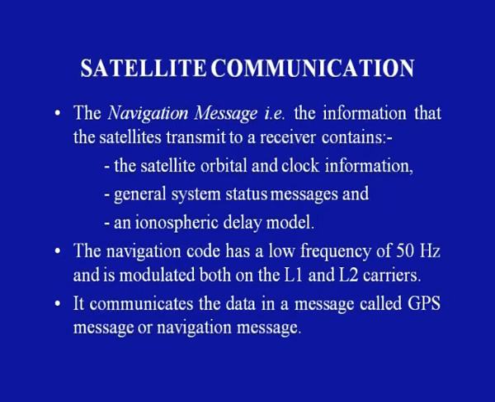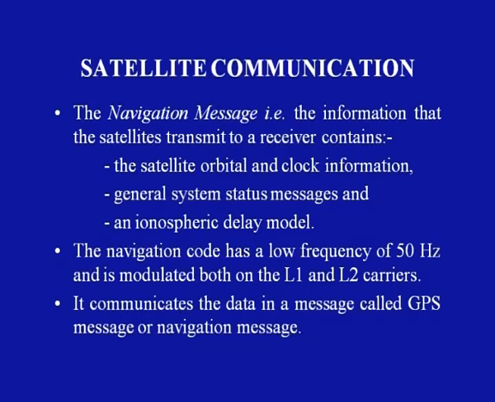What will it consist of? First, the satellite's orbital and clock information. The second is the general system status messages, and the third is the ionospheric delay model. These three pieces of information are required after the observations have been made in order to find out the exact location of the point on the Earth's surface. And these three things have already been discussed when we were discussing the 5 logical steps. So, the navigation message is going to provide us all this information for the computation.